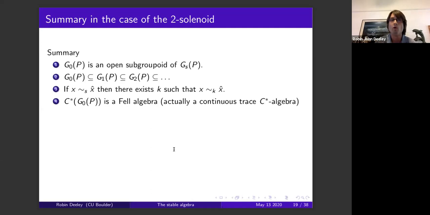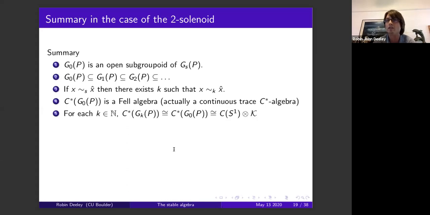All right, now what kind of algebra do we have? We have the best kind of algebra. It is a type 1 C-star algebra. I'm going to say it's a Fell algebra because I don't want to make you think it's always going to be continuous trace for all examples. But in this particular example, this is a continuous trace C-star algebra. And in fact, it's just isomorphic to the continuous functions on S^1 tensor the compact operators. So this is a really nice C-star algebra.